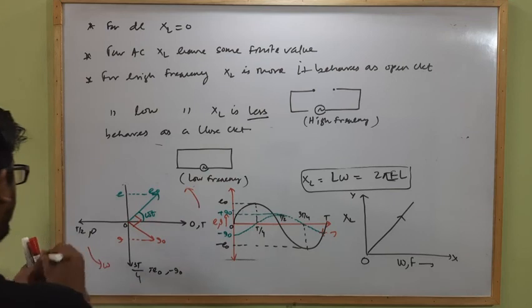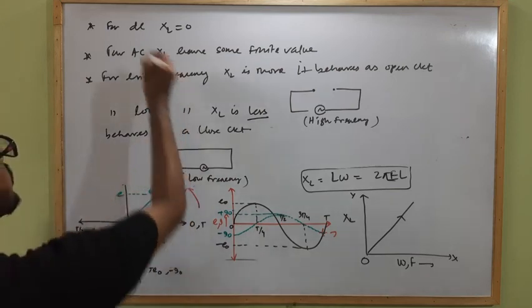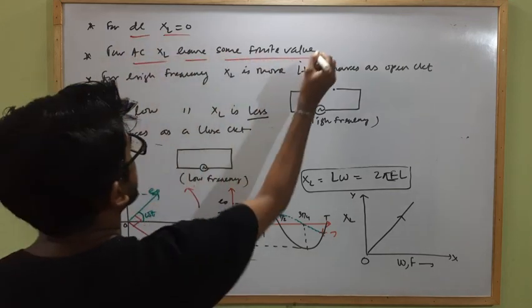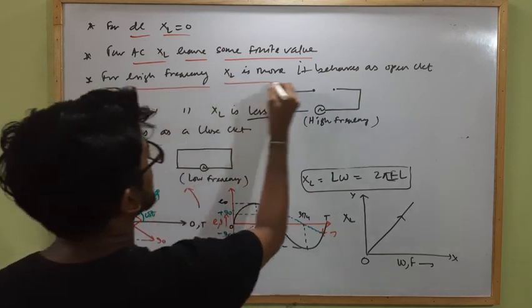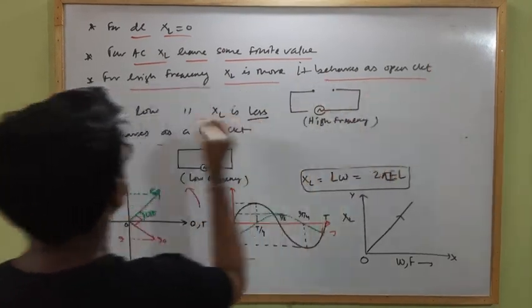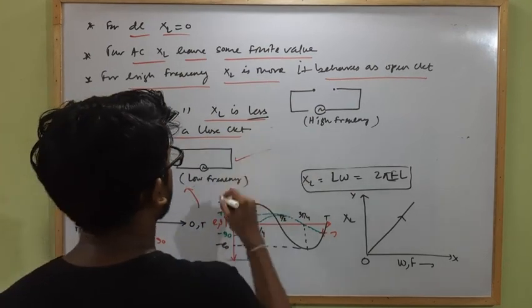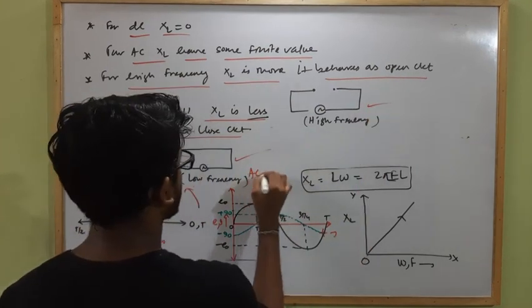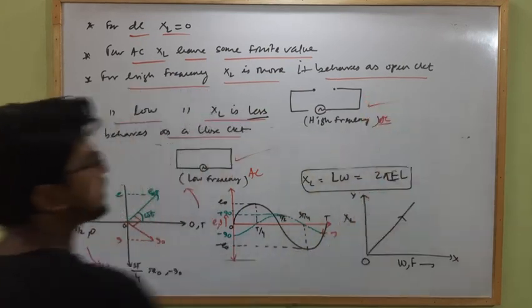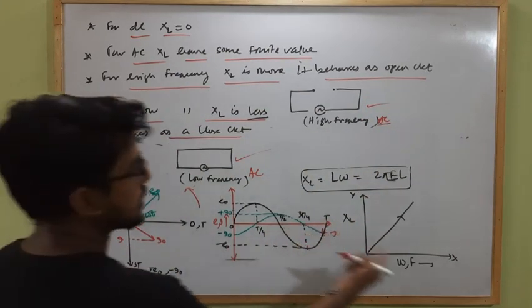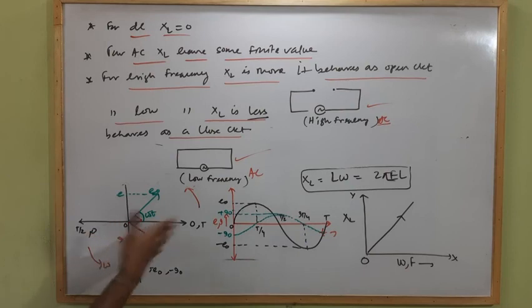So we have to remember these terms. XL is 0 for DC. For AC, XL has some finite value. For high frequency, XL is more, behaves as an open circuit. For low frequency, XL is less, behaves as a closed circuit. This is for low frequency, this is for high frequency. And this is the graph for XL with respect to omega and F. This is the phasor diagram and wave diagram.